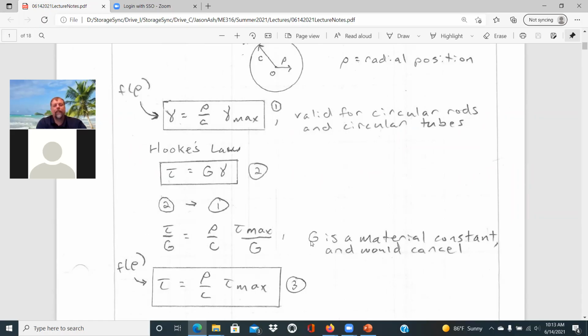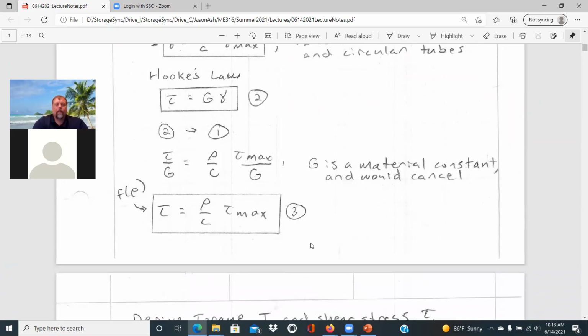And so G ends up on both sides of the equation, and so they'll just cancel out from one another if you multiply through both sides by G. And we can see that that same relationship holds true, that the shear stress is a linear function of the radial position, rho over C times tau max. So that's our third relationship.